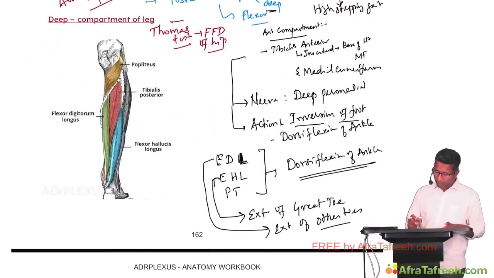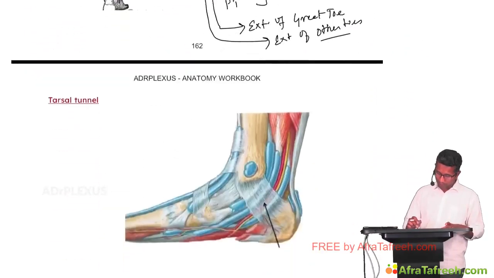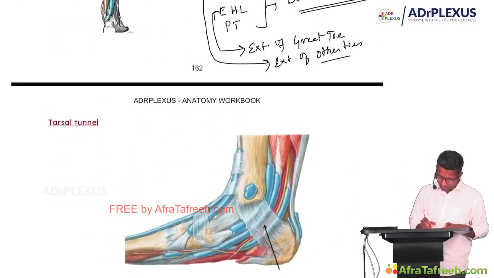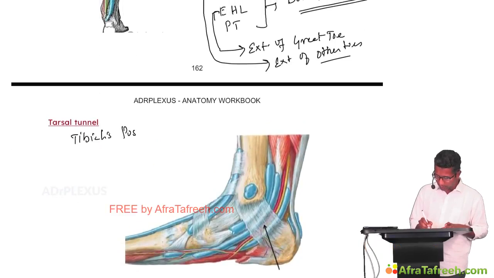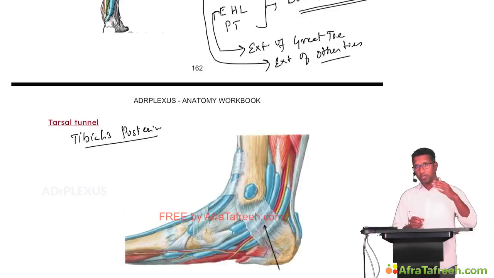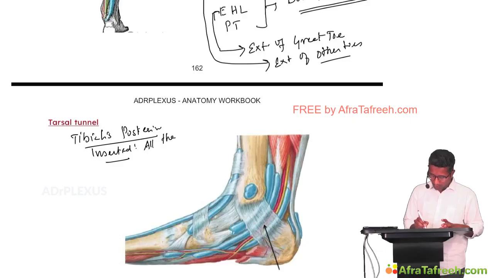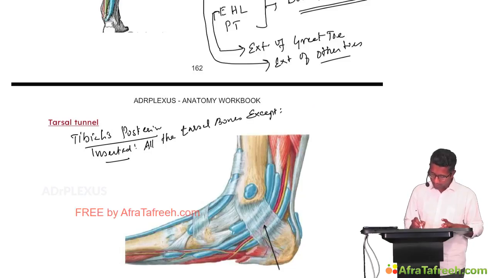A small word about tibialis posterior muscle. We don't have much gap here, so I'll try to contain myself. Tibialis posterior muscle, guys, is a muscle which gets origin from the tibia, fibula, and from the interosseous membrane. It gets inserted into, where does it get inserted? It gets inserted into all the tarsal bones, except in one bone it does not get inserted.